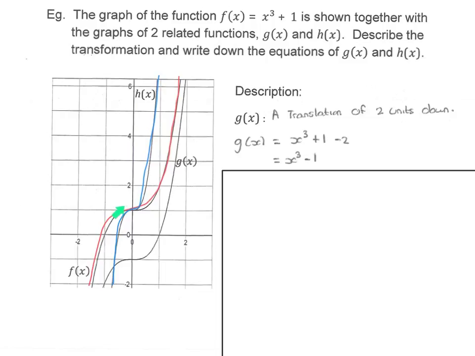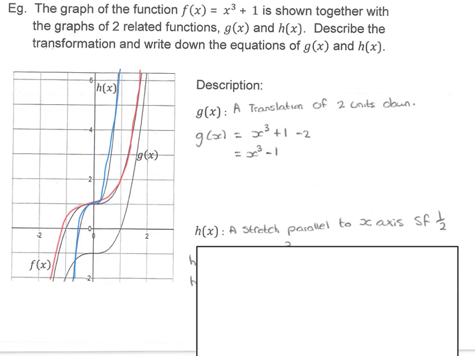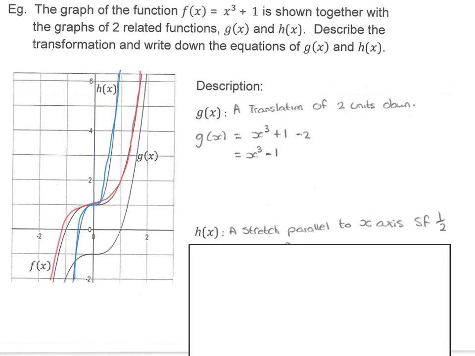So if we look at a couple of other points to see what was happening. This coordinate here, 1, 2, has stayed at 2, but the x coordinate has changed to a half. So it's moved from 1 to a half. So what that means is it's a stretch parallel to the x-axis. The scale factor is a half because all the x coordinates have been divided by 2 or multiplied by a half to get to the h of x.